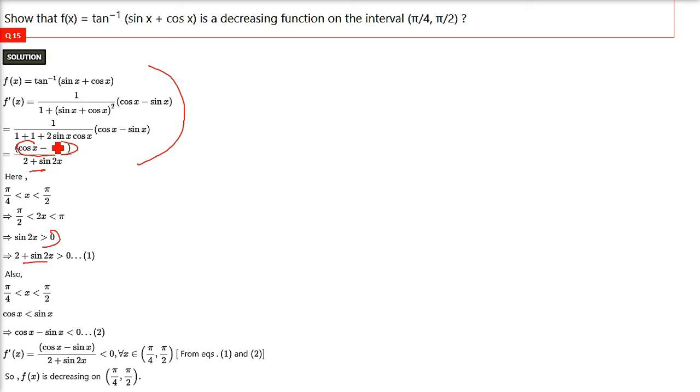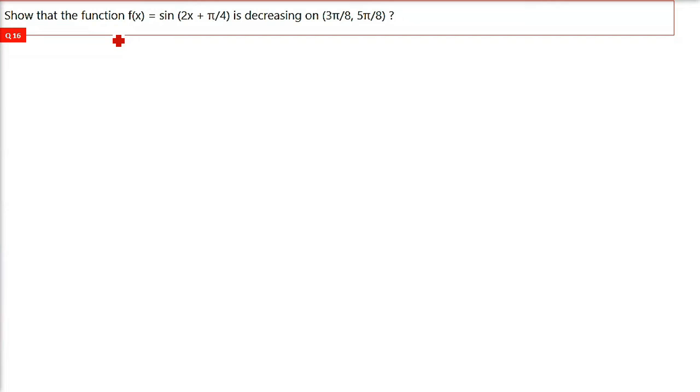Then I told you cos x minus sin x, and that is going to be less than 0. That's how the whole comes to be less than 0 in this particular interval pi by 4 and pi by 2. The interval plays a very important role here. Show that the function f(x) = sin(2x + pi by 4) is decreasing on 3 pi by 8 and 5 pi by 8. This is the interval being given.